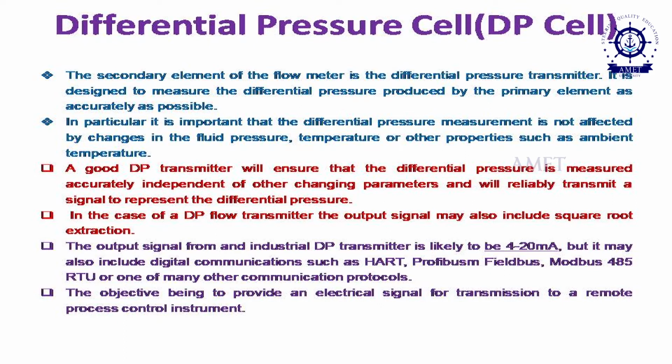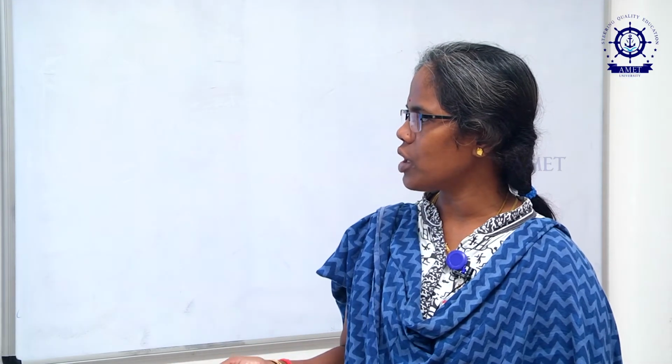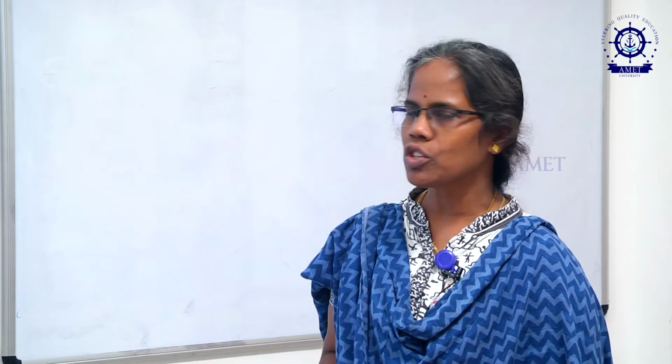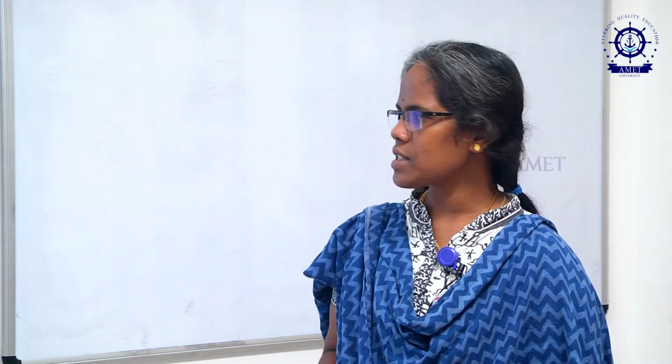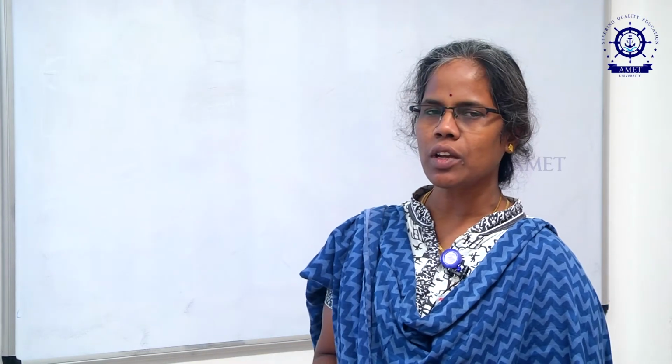In the case of a DP flow transmitter, the output signal may also include a square root extraction. The output is 4 to 20 milliamps, but it may also include digital communication such as HART, Profibus, fieldbus or Modbus RS-485 RTU.